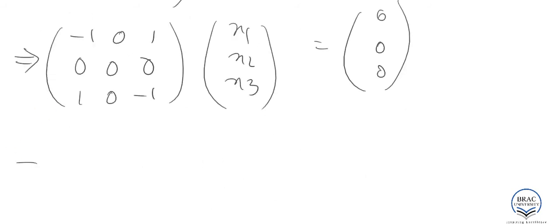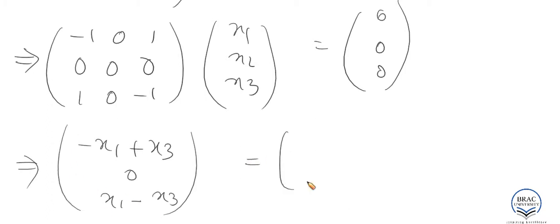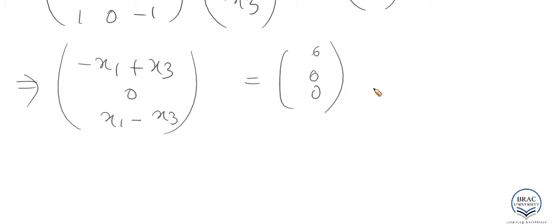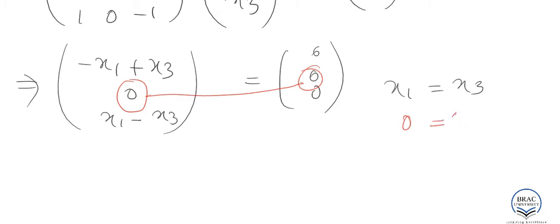And finally, if you multiply, you will have -x1 + x3, 0, x1 - x3 equals 0, 0, 0. And from here you can conclude that x1 is equal to x3. But notice that equating these two will just give us 0 equals 0. And again, this third equation also means x1 equals x3.